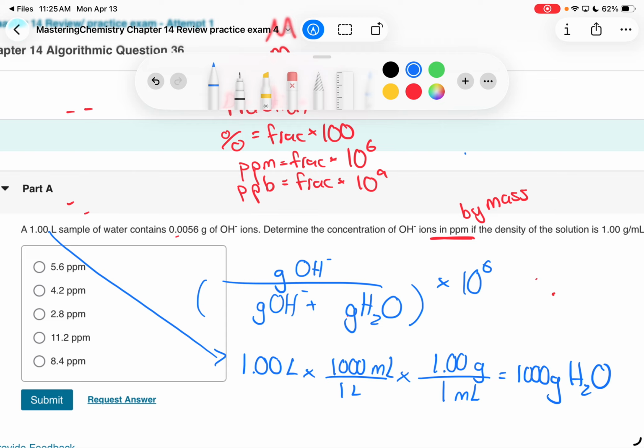Okay, because it's by mass, you're going to do the solute over the whole solution, so solute plus solvent. They give you the mass of the OH minus, so you can just put that in those two spots. For the mass of the water, you have to use the density, 1 gram per mL. I think I told you this before: even if they don't tell you, water has a density of 1 gram per mL. So 1 liter is 1,000 milliliters, and at 1 gram per mL, it's 1,000 grams.